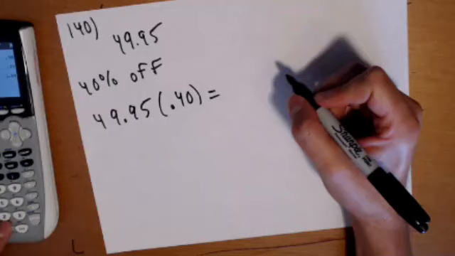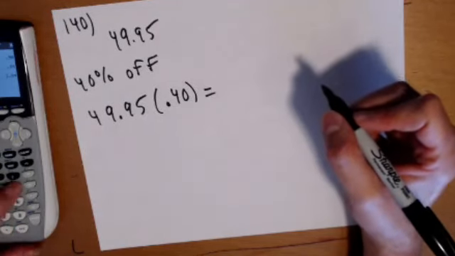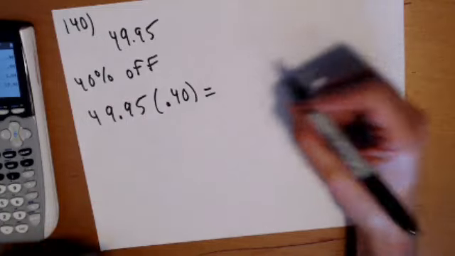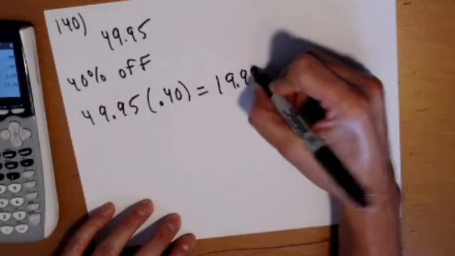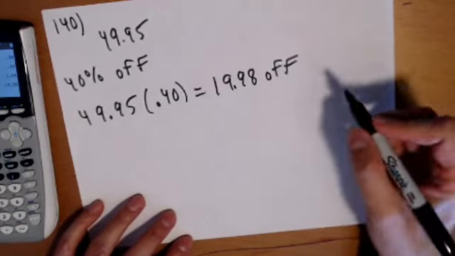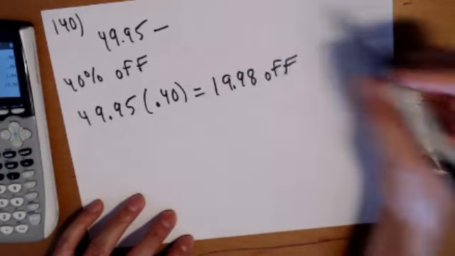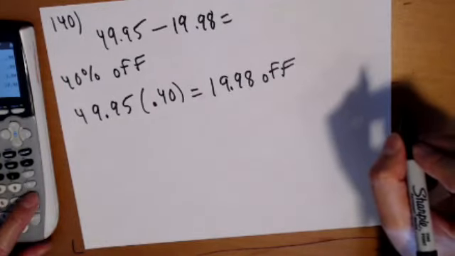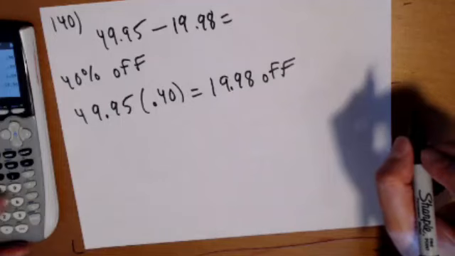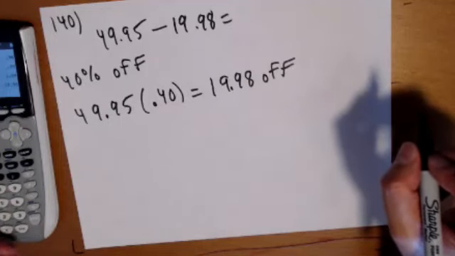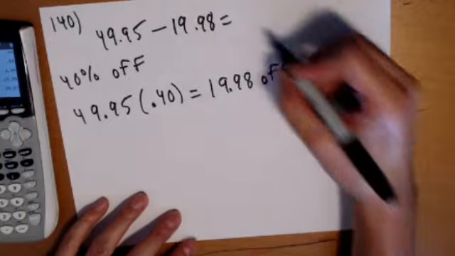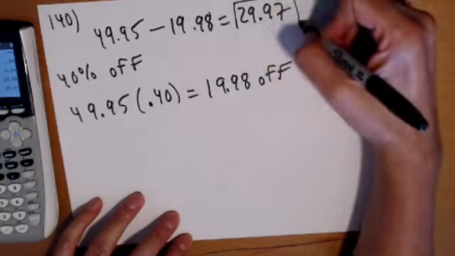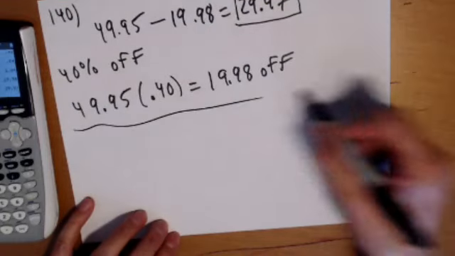So 0.4 times 49.95 is $19.98 off. So $49.95 minus our savings of $19.98. So 49.95 minus that answer. So it's going to cost us $29.97. We've all done that. Now, that makes perfect sense.